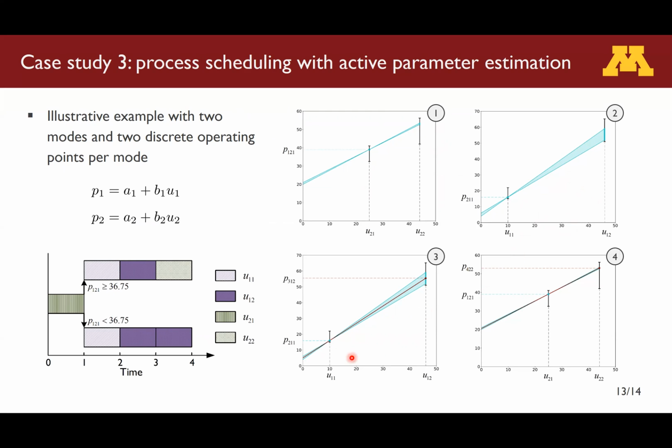In the third time period, we also operate at the second operating point of mode 1, and then both of these observations will give us the exact model for mode 1, which is represented by this red line here. And then finally, in time period 4, we also operate at the second operating point of mode 2, which then gives us the model for mode 2. So this, of course, is a very simple case. We can extend this to more complex systems, but right now computation is still a challenge.